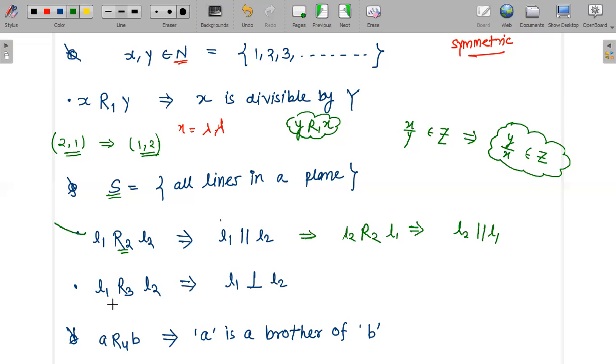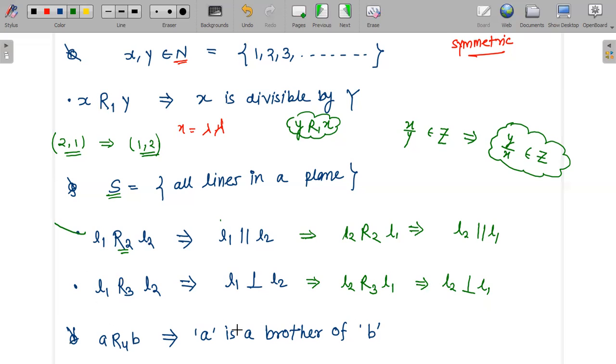In the next one, where lines are perpendicular to each other, swapping their positions, what we need to prove is that L2 is related with line L1 in the same manner. That means we need to prove whether line L2 is perpendicular to line L1 or not. Obviously, if L1 is perpendicular to L2, then L2 will also be perpendicular to line L1.